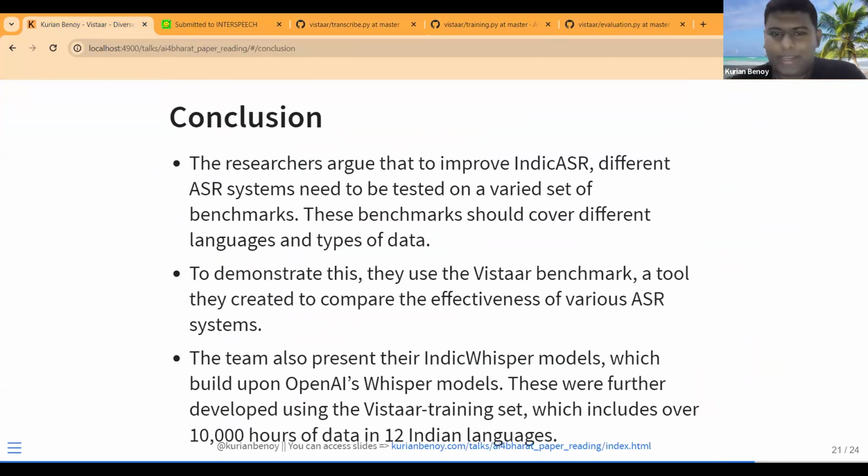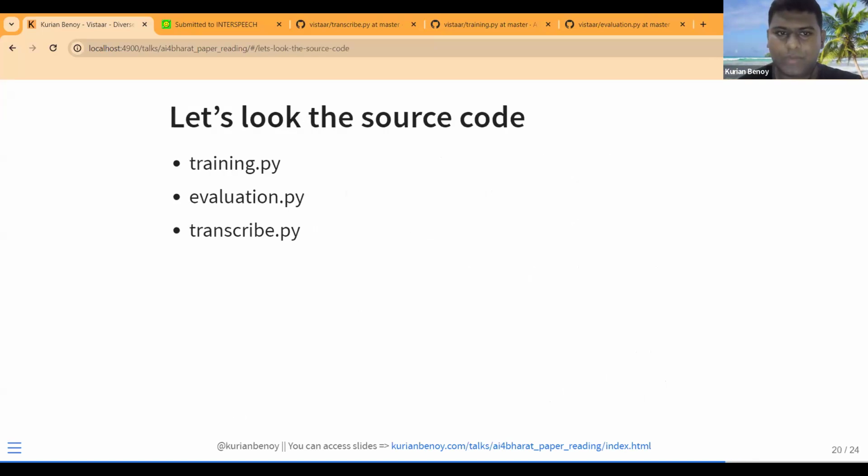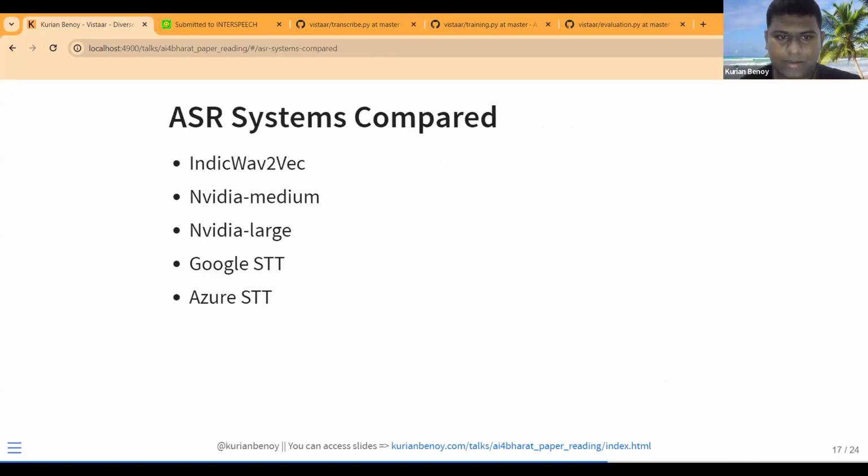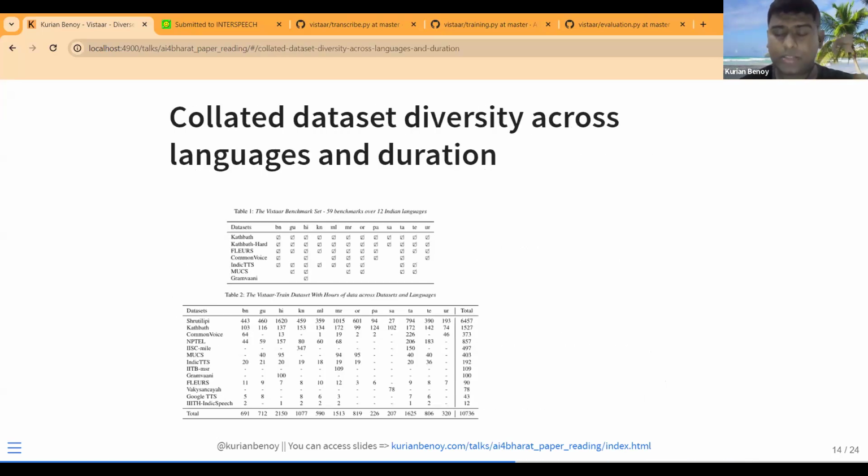So they believe they can improve the benchmarks if we have more data, but they feel like Vistaar is a benchmark. I feel this paper's main contribution is Indic Whisper, though maybe some better model might come in 2-3 years. But maybe Vistaar, as a good collection of datasets, might last, is my feeling at the moment. They created the Vistaar training dataset of 10,000 hours and the Vistaar benchmarking dataset, which has 59 benchmarks across 12 Indian languages.